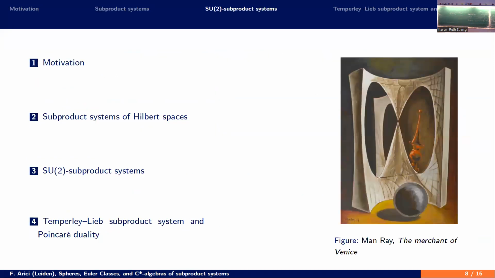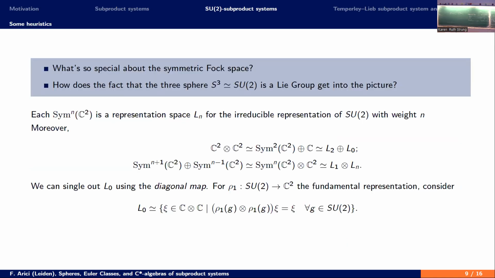Okay, now I want to go back to spheres. I mean, they're there in my picture. Well, not my picture, the picture is a work of Poincaré, but I'm going to ask two questions. This is how it all started. The first question is, what's so special about the symmetric Fock space? And maybe a way of formulating the question more concretely is, how do we see the fact that the three-sphere is a Lie group in this picture? Because the symmetric subproduct system is just symmetric tensors, but why is that?